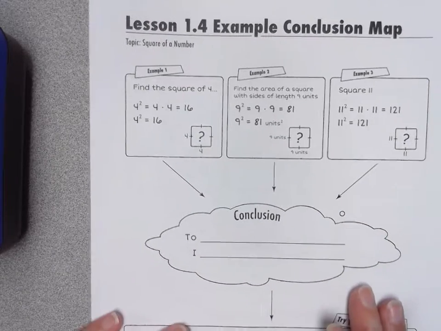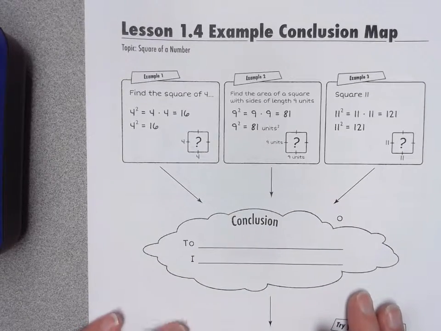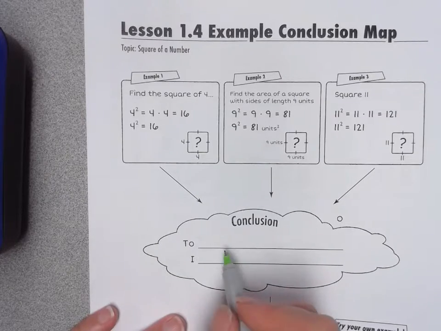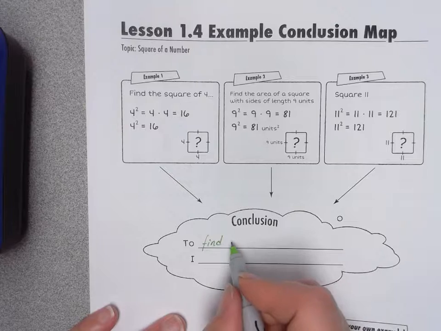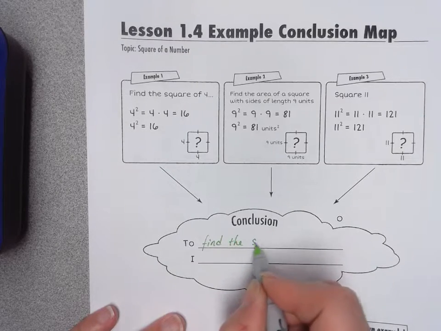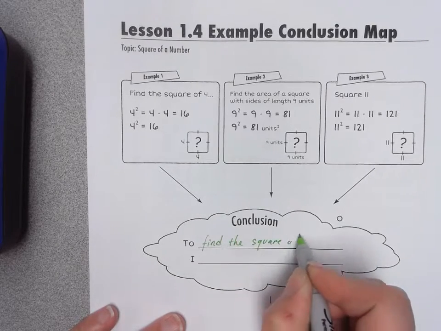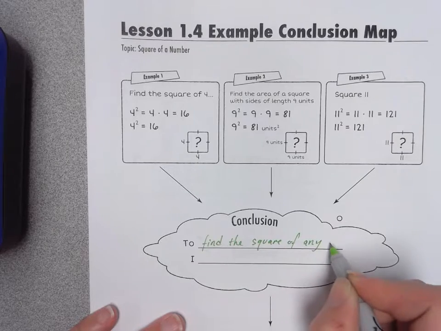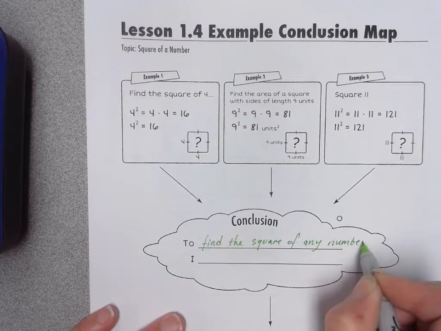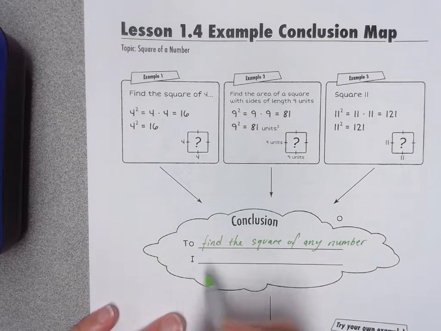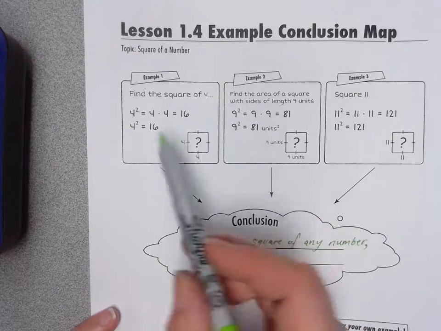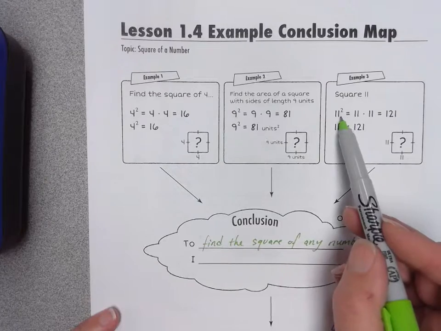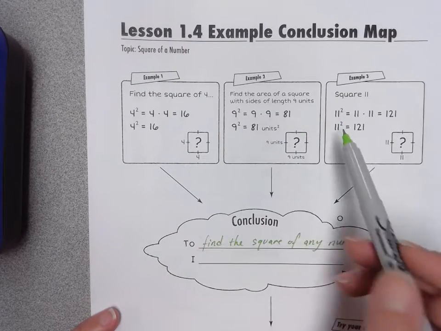I need to come up with my own conclusion. So what topic are we talking about? To do what? Well, it looks like we're finding the square of a number each time. To find the square of any number, what do I have to do? I write the number with a certain exponent, it looks like. It looks like they always use the same exponent.